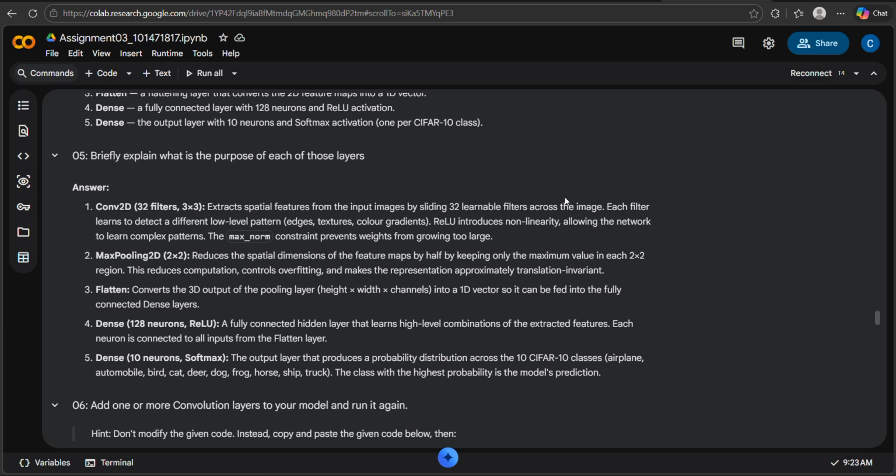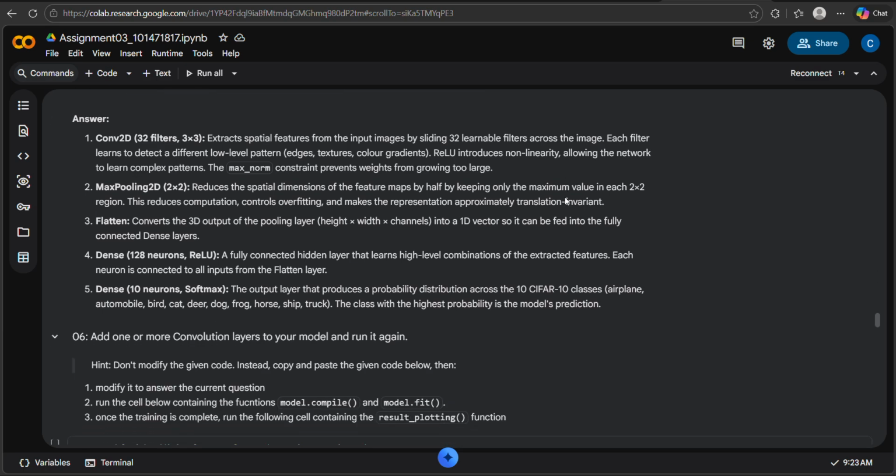The flatten layer reshapes the 3D feature maps into a 1D vector so they can flow into the dense layer. The first dense layer with 128 neurons learns high-level combinations of those features. The final dense layer with 10 neurons and softmax outputs a probability for each class. The highest one is the model prediction.